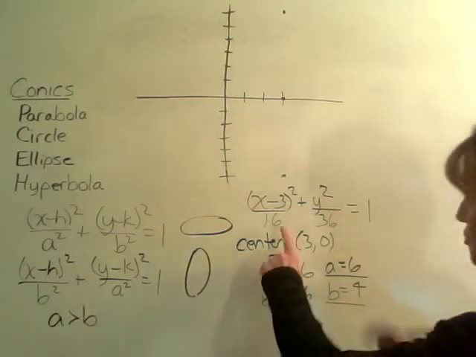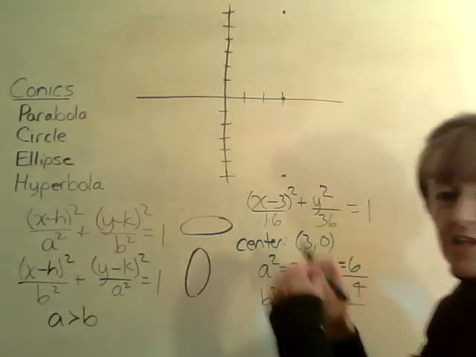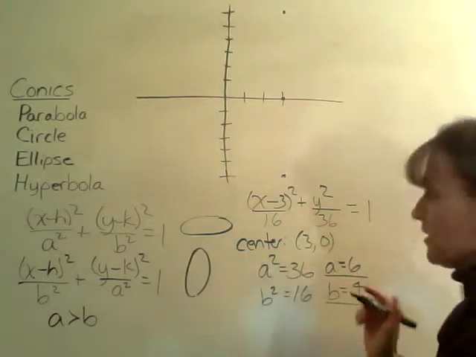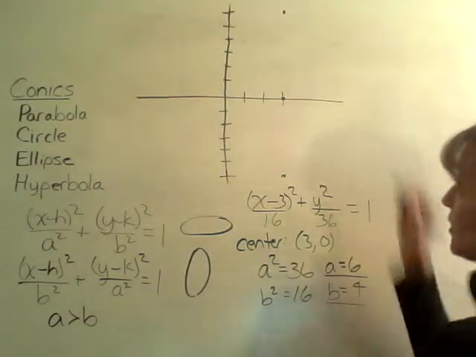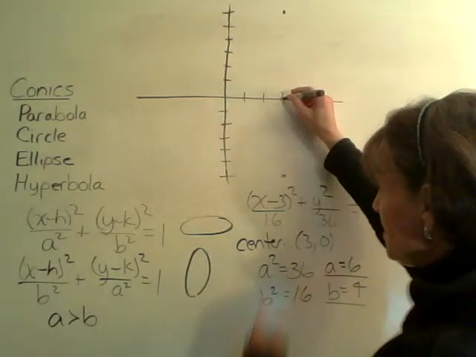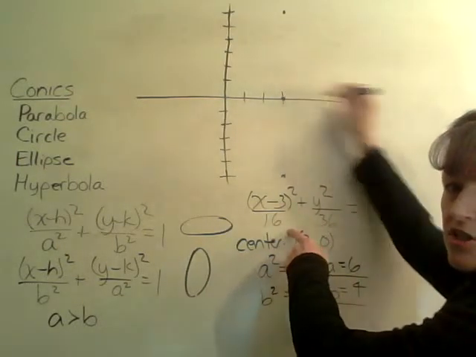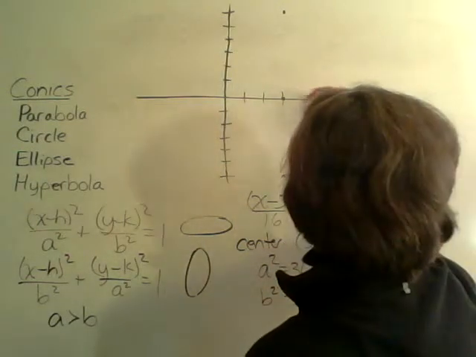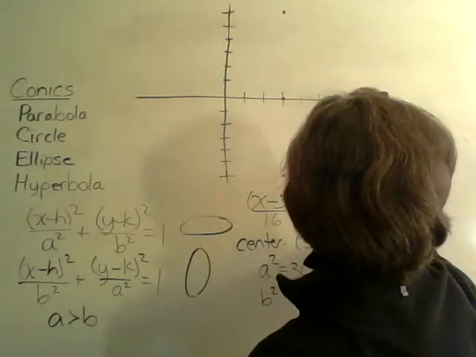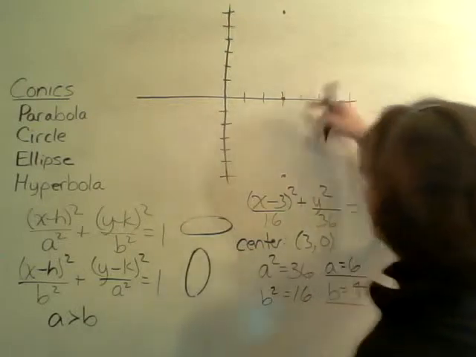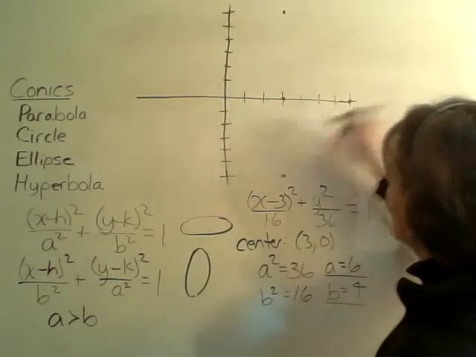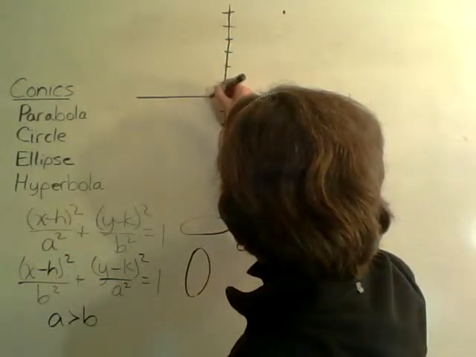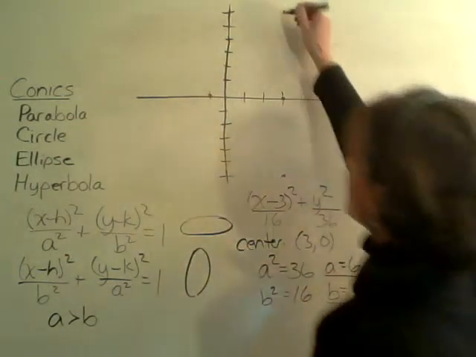Now, I'm going to use B to get my co-vertices. These are the other end points that I use to draw my ellipse. And since B is 4, I'm going to start at the center, and B is under the x, so I'm going to go in an x direction to get my co-vertices. I'm going to go 4 units. So 4 units to the right, 1, 2, 3, 4, and 4 units to the left. Puts those points there, and so now I have my ellipse.